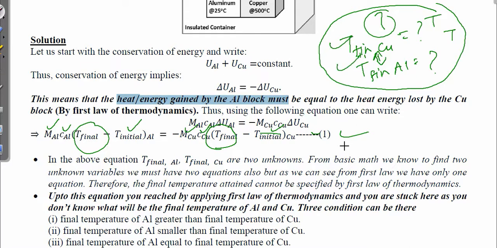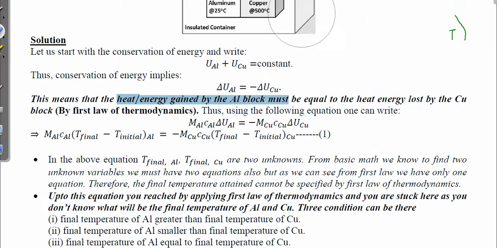In basic math we have studied that to solve two unknowns or two variables we need two equations, but here there is only one equation, so we can't solve this relation. We need a second relation, one discussing the relation between the final temperature of aluminum and copper. If any equation gives that relation, we can use it here and find the two unknowns.